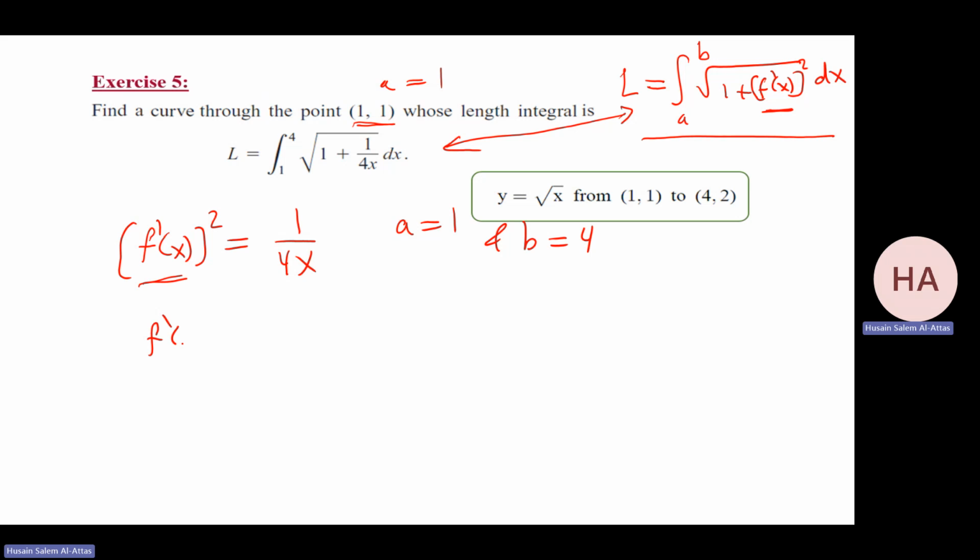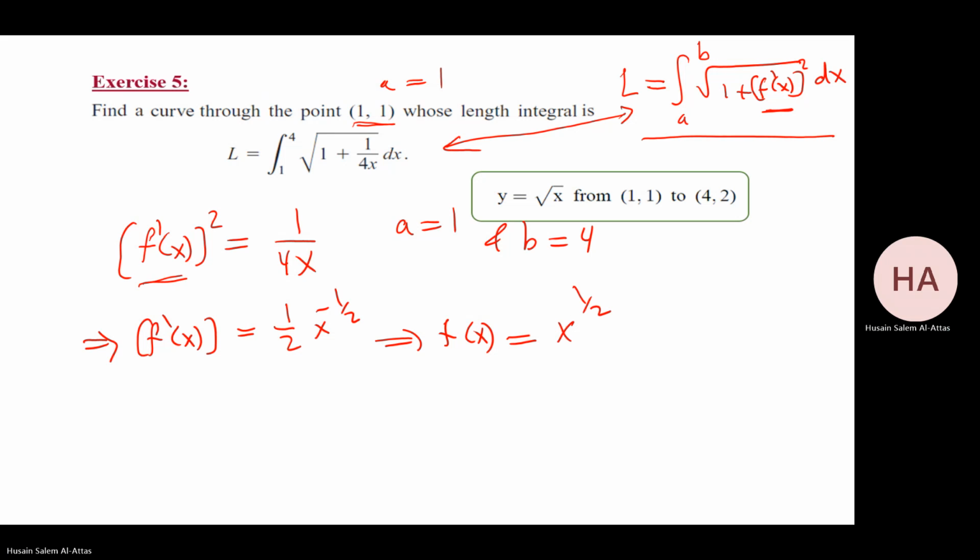So I have f prime, which will be half x to the power minus half. So for f, I just need to find the integral. What will this be? Add 1 to the power. It will be x to the power half. That will be my f.